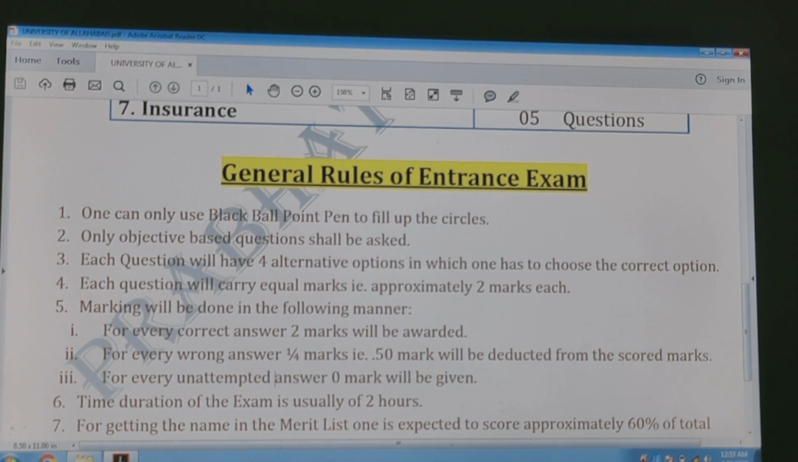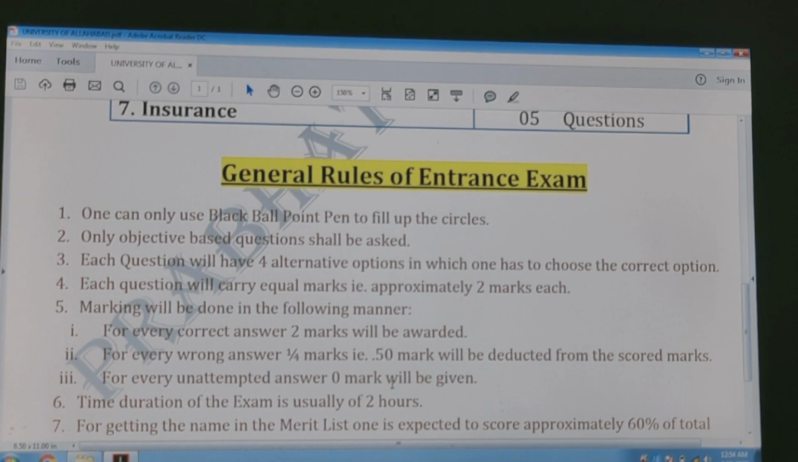Next rule of the marking is, for every unattempted answer, 0 mark will be given. What exactly this means is that instead of giving a wrong answer, if you don't attempt that particular question, you will be awarded 0 mark. That means if you are in doubt, it is better not to attempt the question rather than attempting it wrongly.